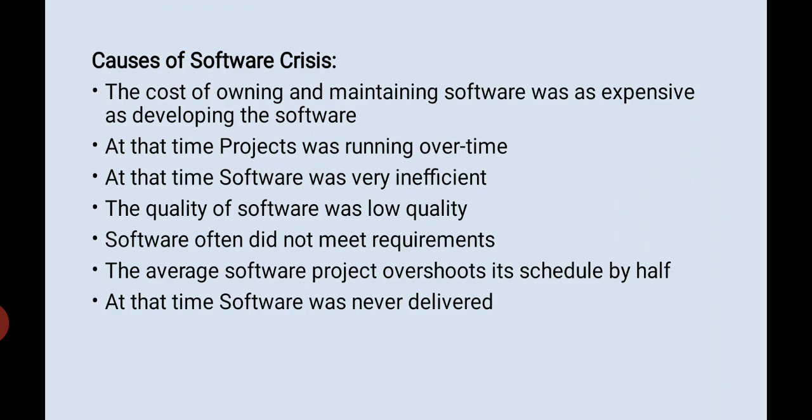At that time projects were running overtime. The software was very inefficient. The quality of software was very low. The software often did not meet requirements, right? The average software project overshot its schedule by half. So at that time software was almost never delivered. So all these were the causes of software crisis, and these are very cumbersome.